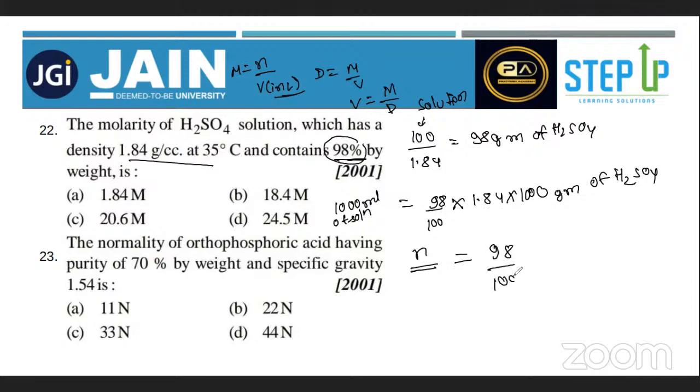It will become 1.84 into 1000 upon 98, because mass divided by molecular mass converts it into number of moles. So this and this get cancelled, and we get an answer of something around 18.4 mole. This is how we calculate the molarity for this condition.